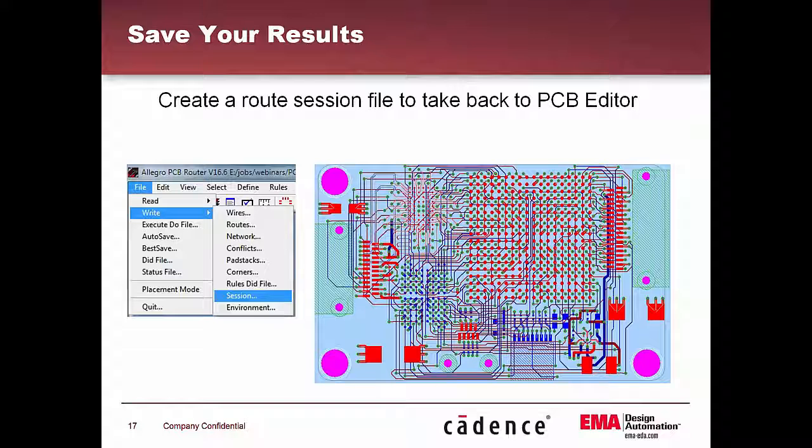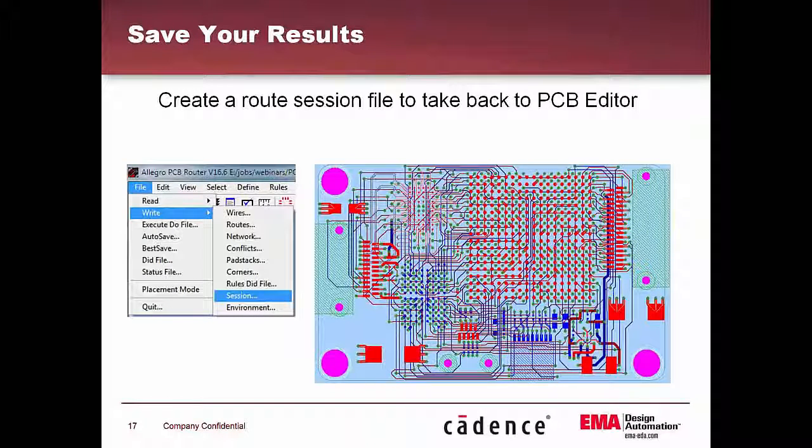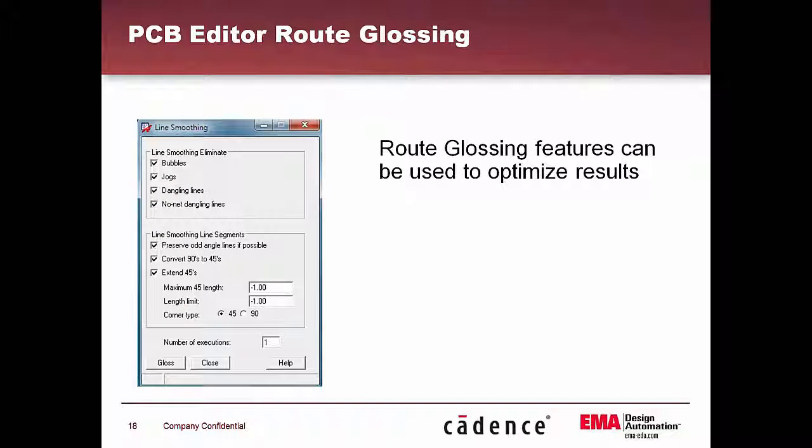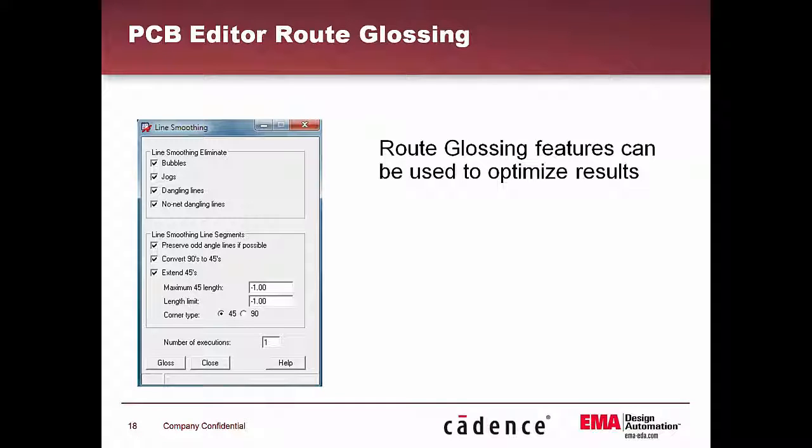So once I'm completed with the route, I would simply create a session file. So I would write that session file, and that's what we take back to the PCB editor. So once we have it back in the PCB editor, we can also employ some other what we call route glossing features to further optimize the results of the Autorouter, because there's some additional things that I can control in the PCB editor. So if there are any leftover 90 degrees because of my miter command, maybe my offsets that I had in there left me with some 90 degrees coming out of very short distances out of pins, this optimization here will take care of that.